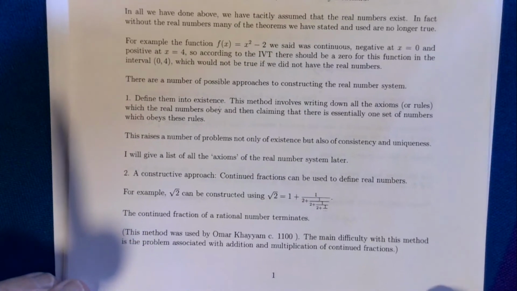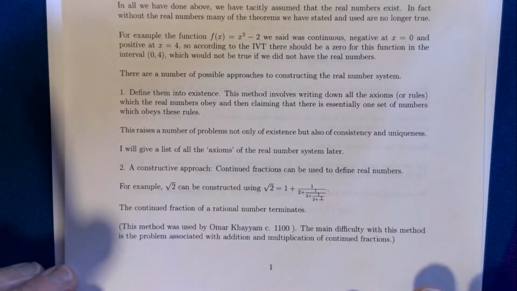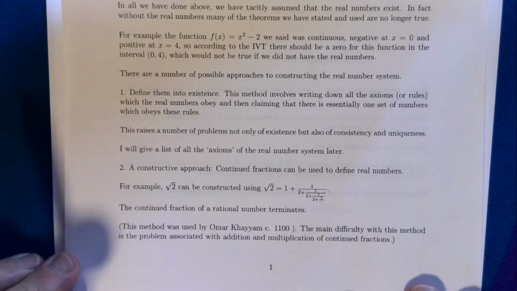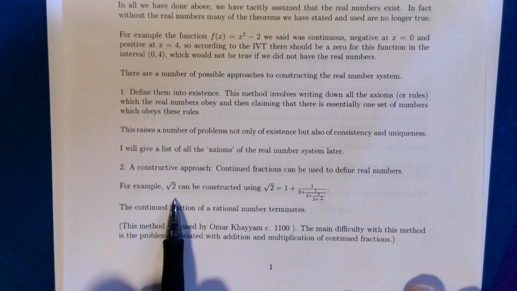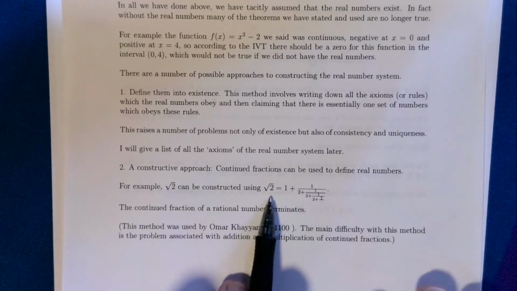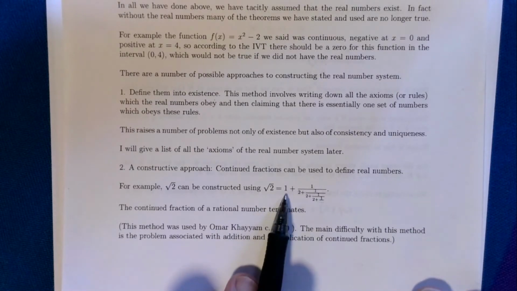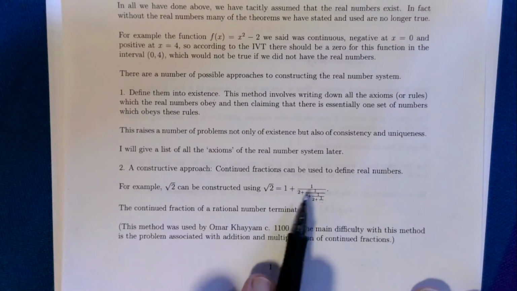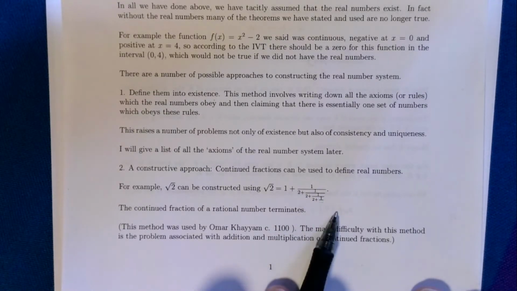The second approach is to take a constructive approach, and one can use things called continued fractions to define real numbers. We'll have a look at continued fractions at the end of this section. I won't be doing too much with them, but I'll show you how we actually get these things. You can prove, in fact, that you can write root 2 as 1 plus 1 over 2 plus 1 over 2 plus 1 over 2 plus 1 over, and so on forever. In other words, we can write this as nested fractions going on forever.